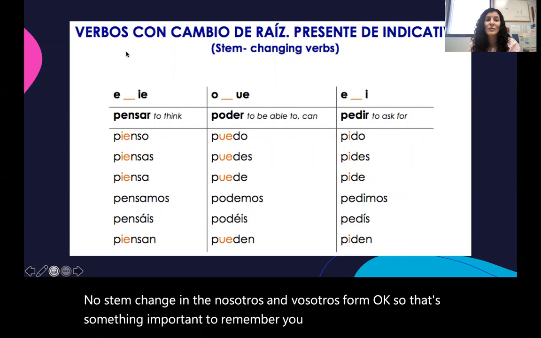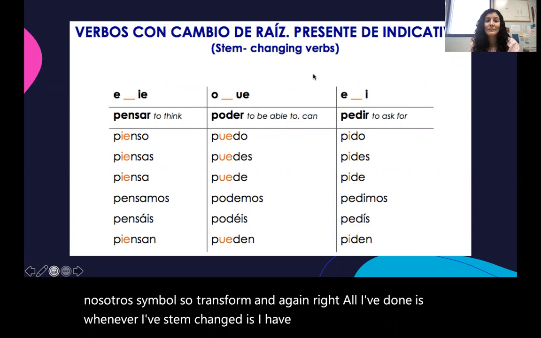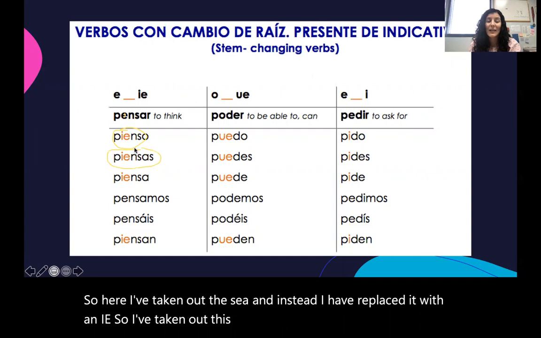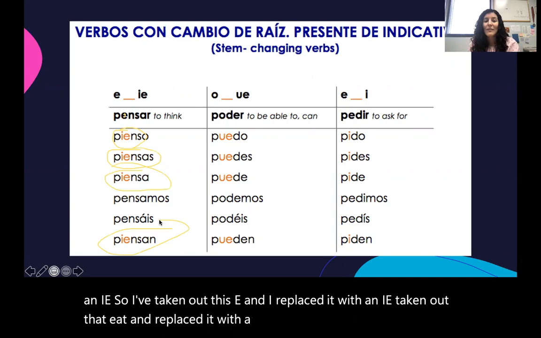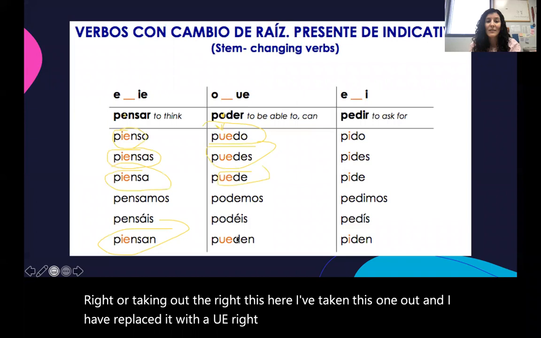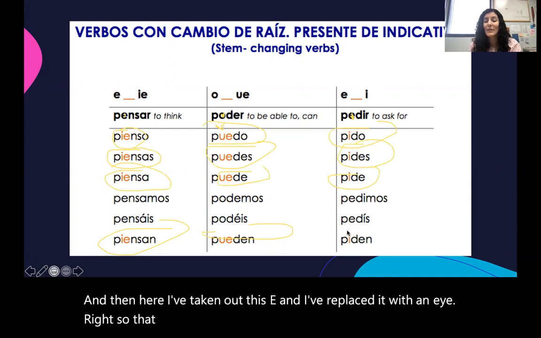And again, all I've done whenever I've stem changed is I have taken out this E and instead I have replaced it with an IE. I've taken out this E and I've replaced it with an IE. Taken out that E and replaced it with an IE. Or taken out this O, I've taken this one out and I have replaced it with a UE right here and here and here. And then here, I've taken out this E and I've replaced it with an I. So that is really all I'm doing. I'm just adding one little extra step before I do my conjugation.